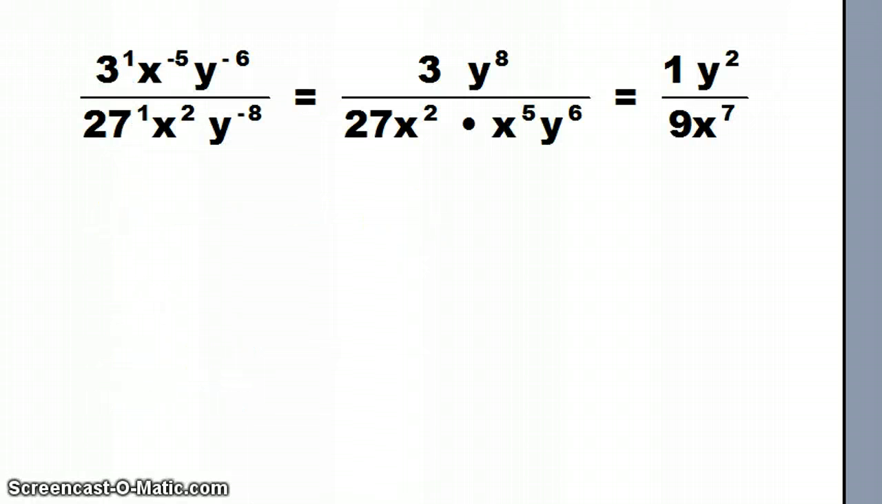Our next example down looks a lot more complicated, but what we're going to do with this problem is, if you look at every exponent, we're going to take the ones with negative exponents and put them on the opposite spot.